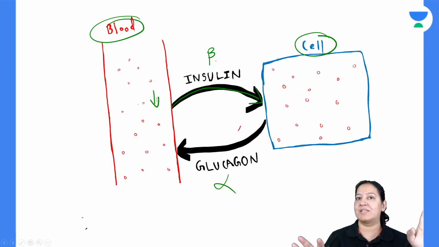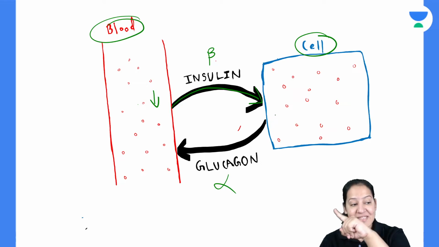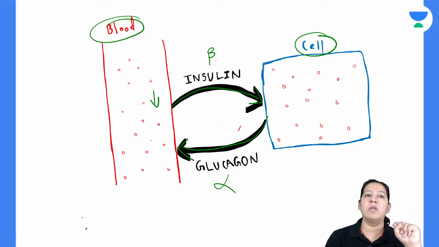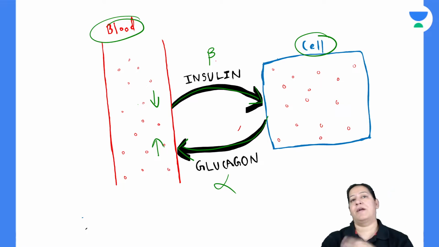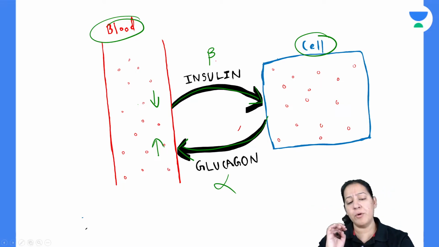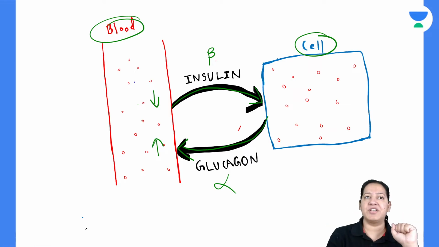Glucagon is doing just the reverse. It is shifting the glucose from the cell to the blood. It is causing degradation of the glycogen and shifting the glucose from the cell to the blood. So it is basically increasing blood glucose level, and we require both. How do we require both? So just imagine a situation.